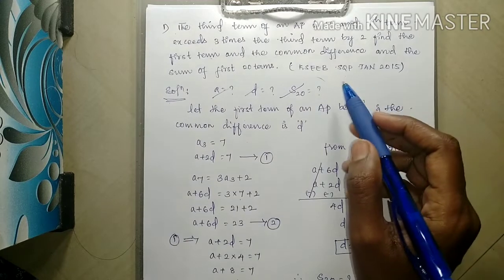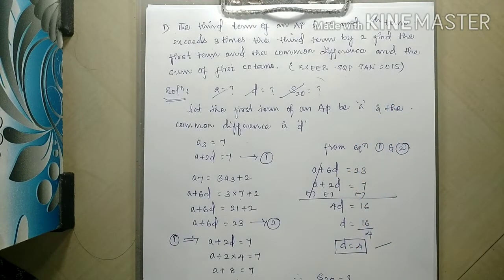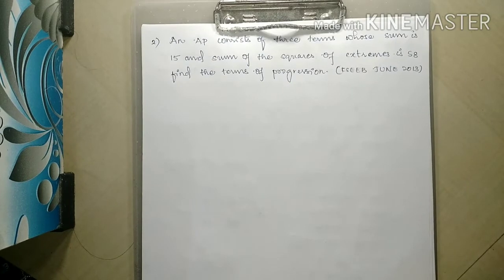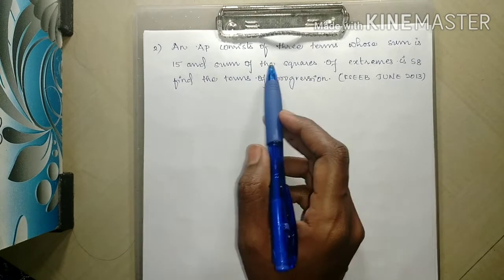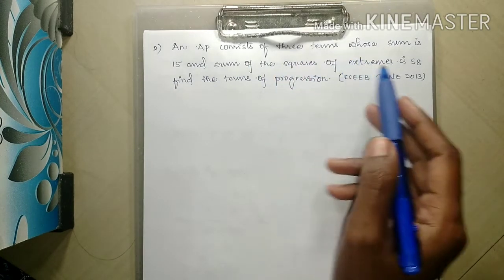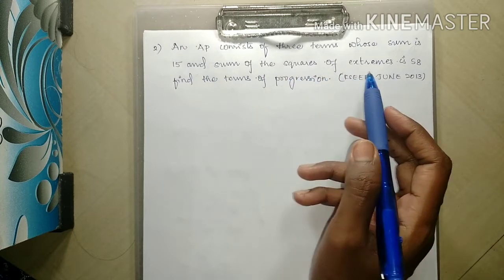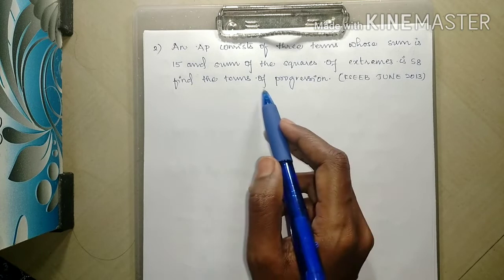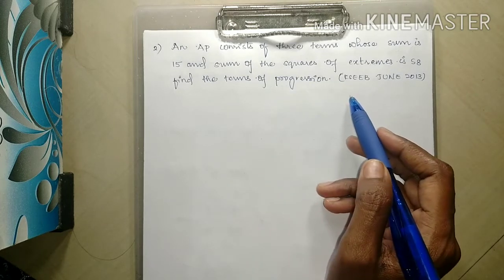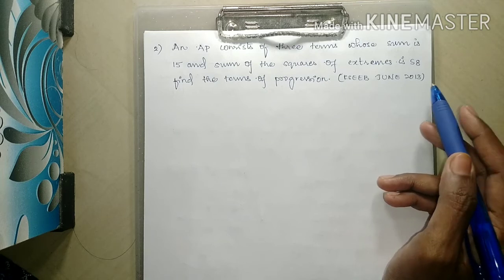Friends, this question is from the KSCEB solved January 2015 question paper. Now we will go to example number 2. An AP consists of 3 terms whose sum is 15 and the sum of the squares of the extremes is 58. Find the terms of the progression. This question is from the KSCEB June 2013 question paper.